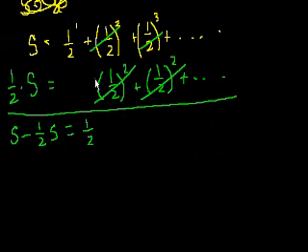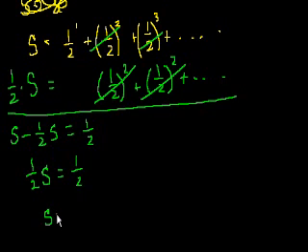I thought it was interesting because a lot of times they start with the 0th power, and this problem was interesting because they start with 1/2 to the first power. But anyway, let's figure this out. S minus 1/2 s is just 1/2 s. 1/2 s is equal to 1/2, and then you divide both sides by 1/2, or multiply both sides by 2, and you get s is equal to 1.